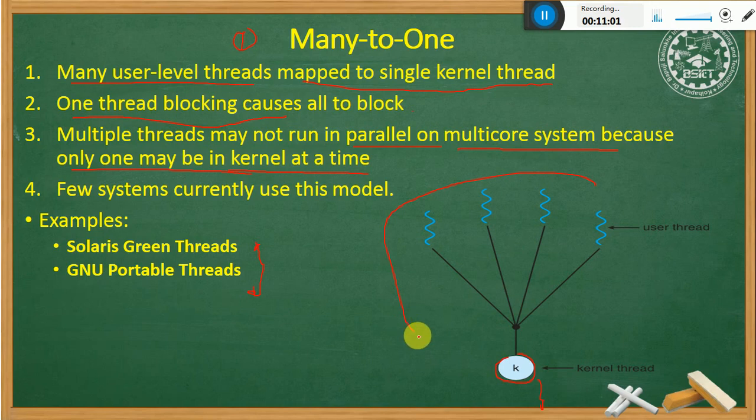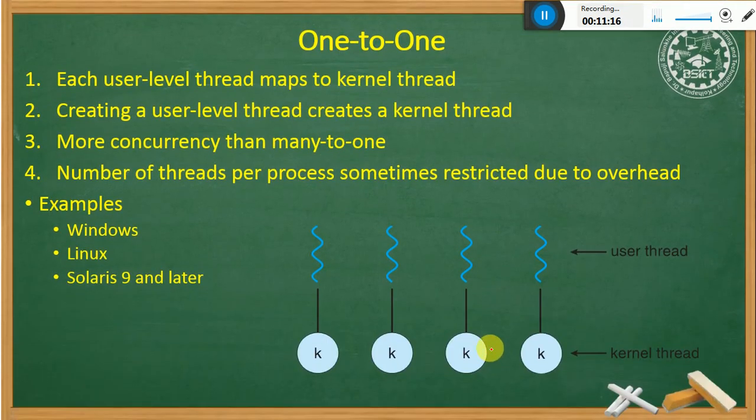The diagram is very important. You can draw a square area, a user area and a kernel area, as in the previous diagram. That is the mapping. In the second model, one user thread has one kernel thread. So there is a one to one mapping. Each user-level thread is mapped to a kernel thread. Creating a user thread creates a kernel thread.